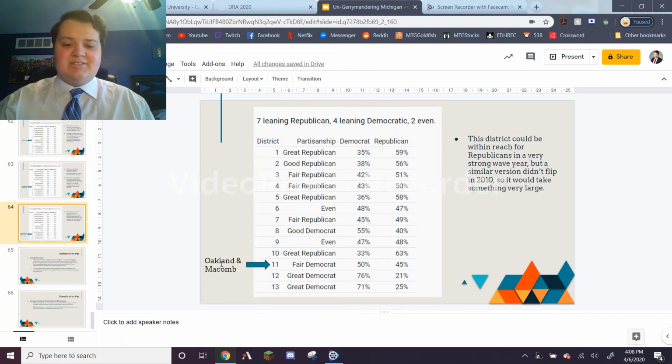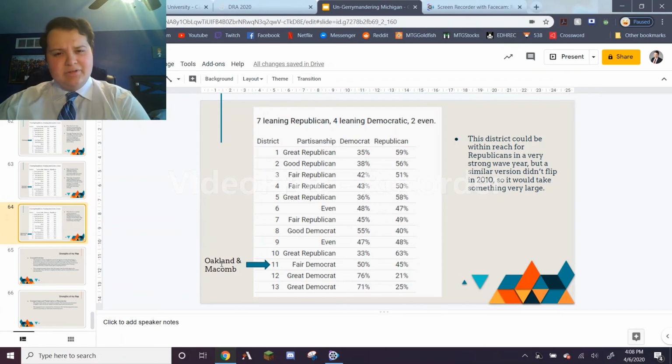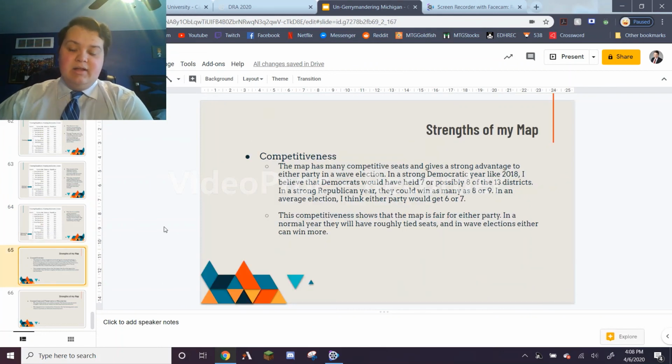And then lastly, there's this Oakland and Macomb County suburban district, the Andy Levin district. It could be within reach for Republicans in a really strong wave year, but I don't know if it's terribly likely. A similar configuration wasn't able to flip in 2010, so I don't think that's very much at play, but it's definitely on the outer reaches of viability for Republicans.